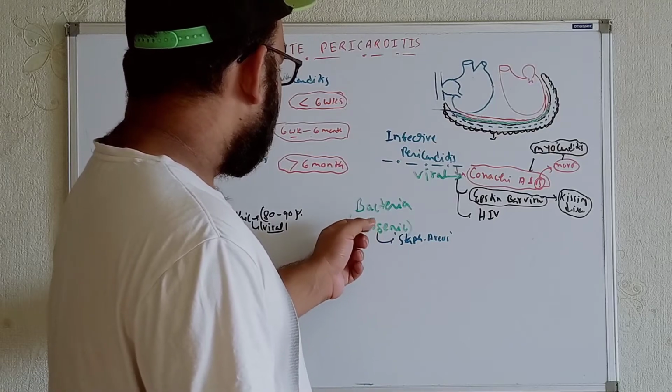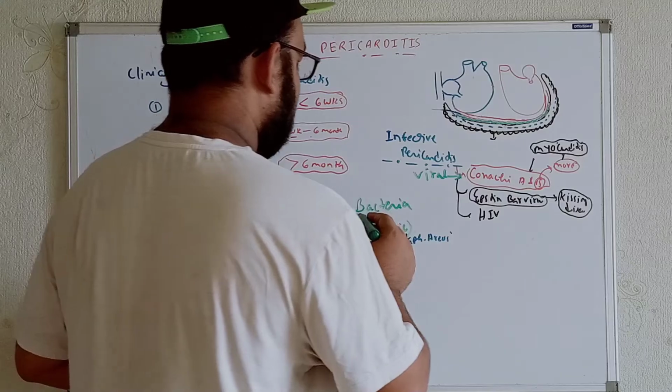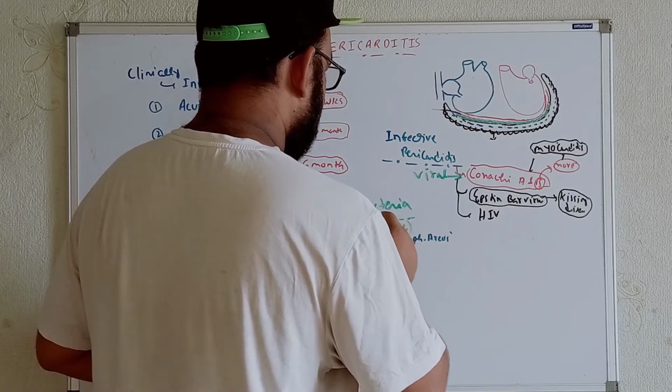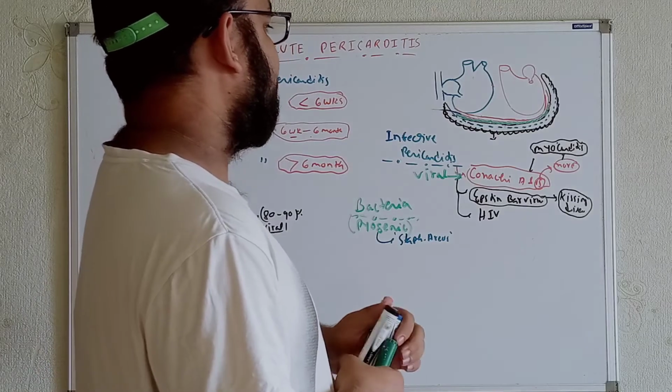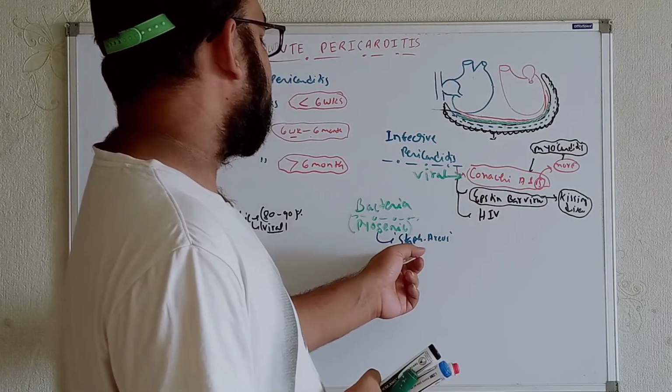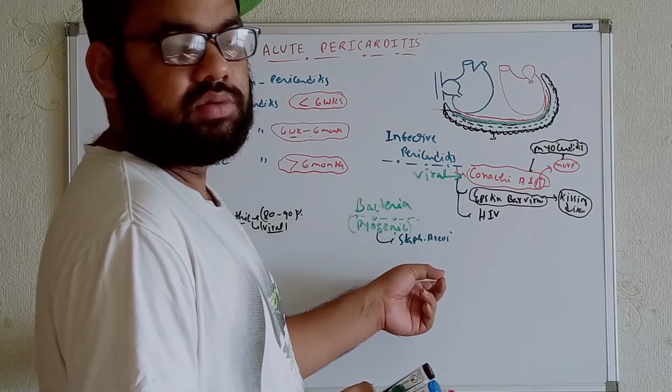Now whenever I am saying bacteria, see how the bacteria will reach from the other tissues, or we can say from the neighboring tissue, to the pericardium. Now one thing, through the hematological route, the bacteria can go from different tissues to the pericardium.